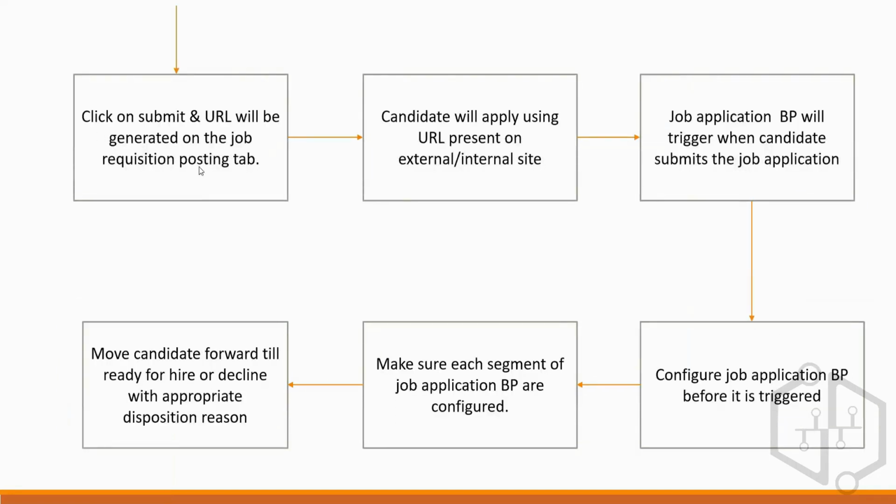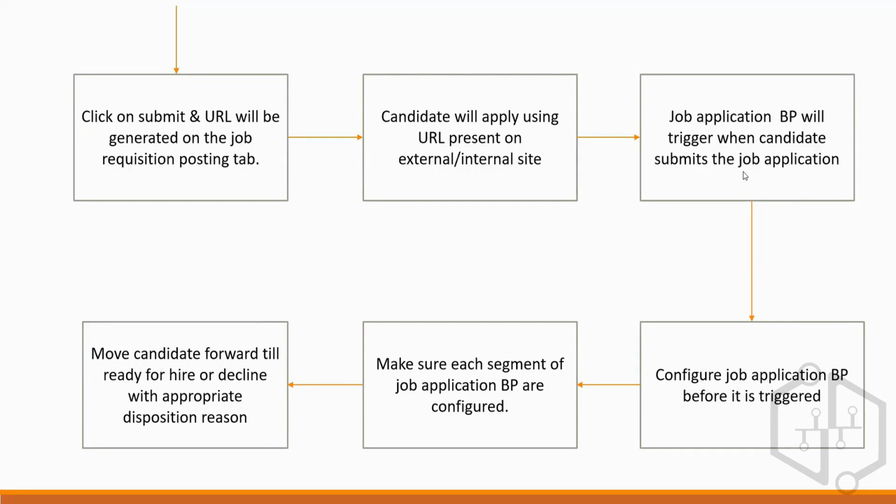After posting it, a URL will be generated. And the people can use that URL and post it on their Facebook or LinkedIn or whatever, that a job opening has been there, please apply, for advertisement purpose. Then candidate will apply using that URL on external or internal career site. So we can also post the internal site URL as well. And the job application BP will get triggered.